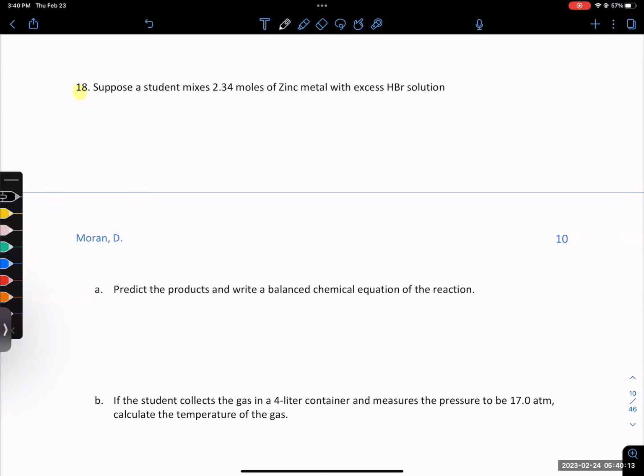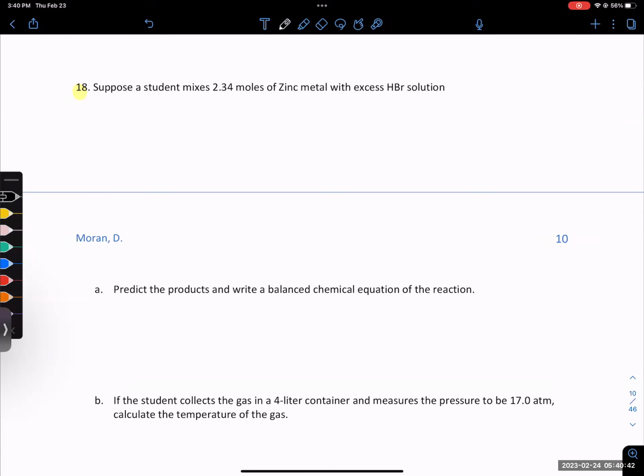Y'all in the Gen Chem 1 lab, have y'all done the zinc iodine experiment? That's tomorrow. So you did the lab lecture last week for that lab, right? Then you should know how to do this. So what's important to realize is what do we have here?